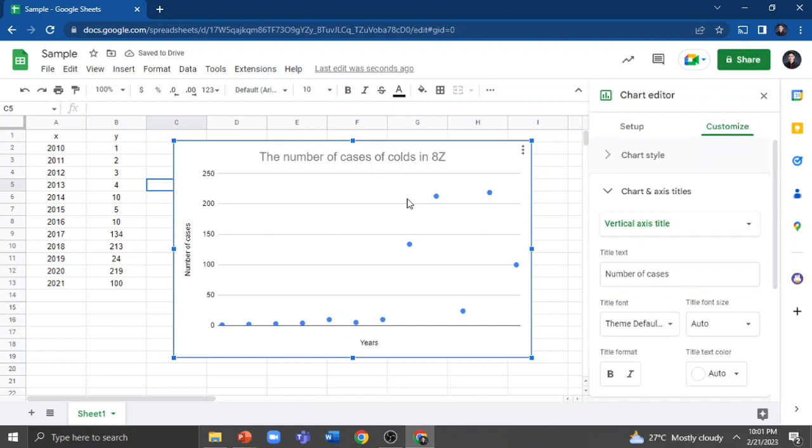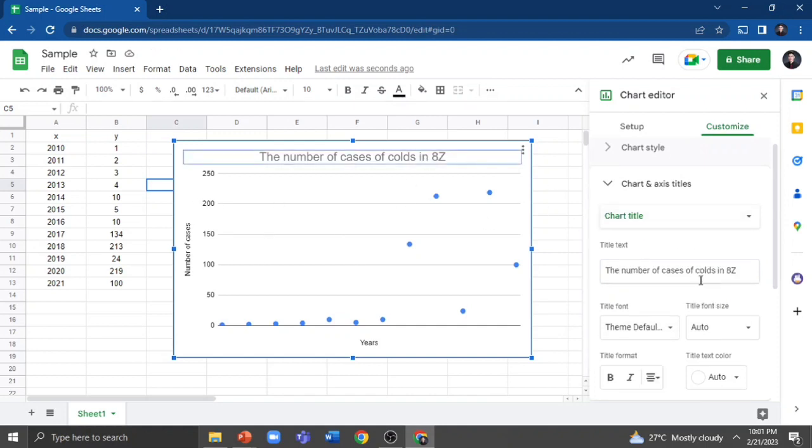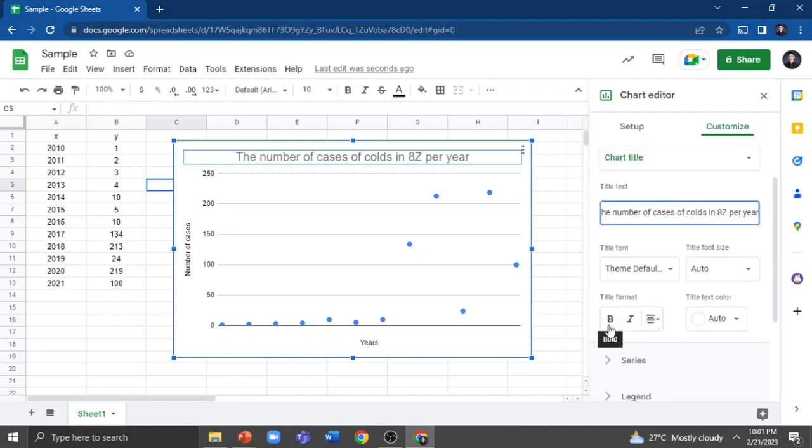So that's it. There's something missing with my chart title. Number of cases of colds in 8Z per year. It's an important note, per year, because we took note from 2010 to 2021. Other than that, after editing, you can change the font. It's your choice, how you would like to present this.